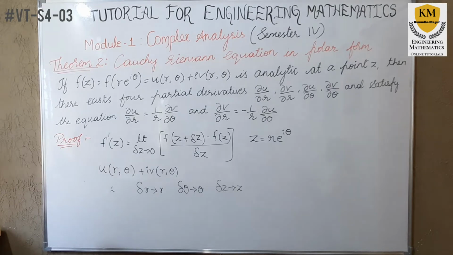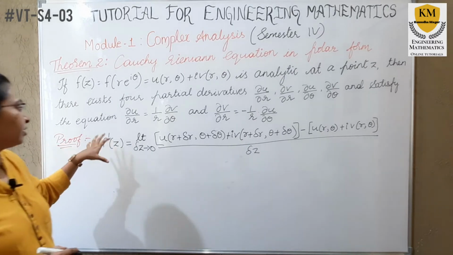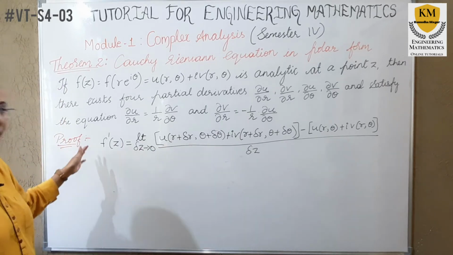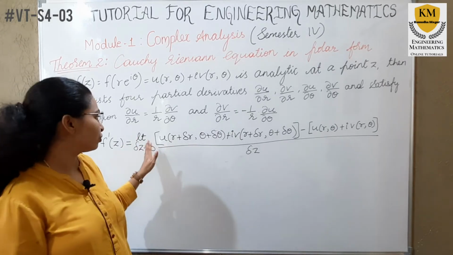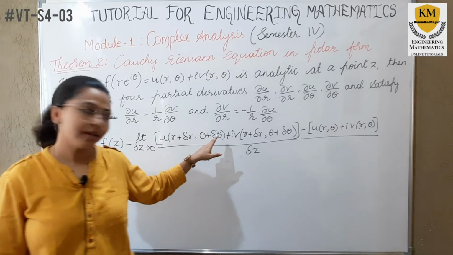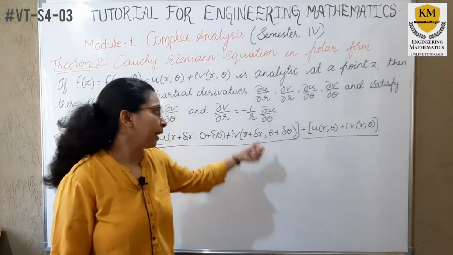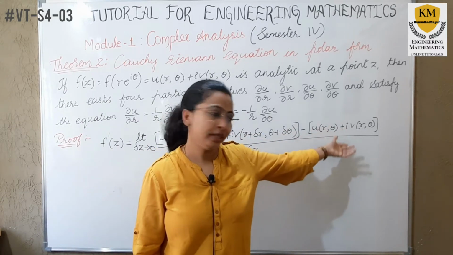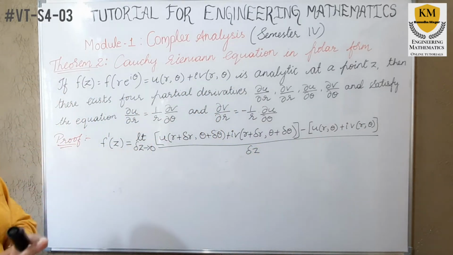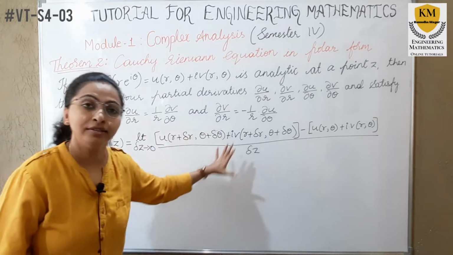So let us go for the definition. Let me erase this. I have just defined this function in the form of r comma theta, where r and theta define the polar form. f dash of z is equal to limit del z tends to 0 of u of r plus del r, the increment of r, comma theta plus del theta, the increment of theta, plus i v of r plus del r comma theta plus del theta, minus u of r comma theta plus i v of r comma theta. You can recall that z is equal to x plus iy in the Cartesian form. When it comes to polar form, you are going to write in the form of r and theta.